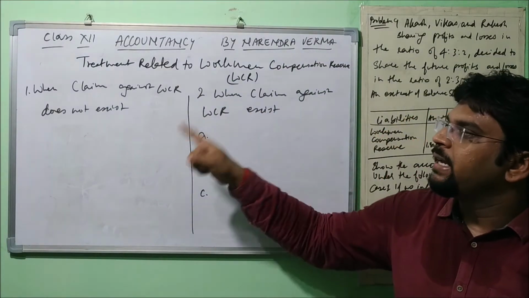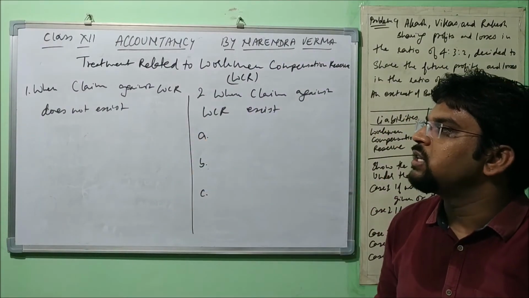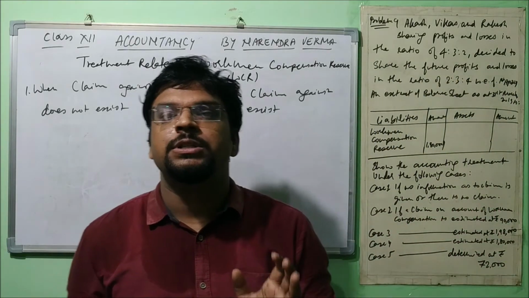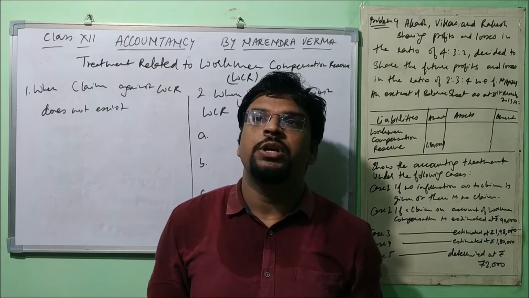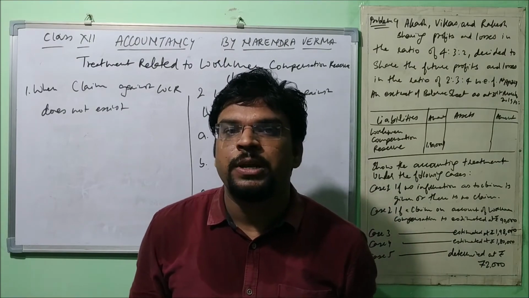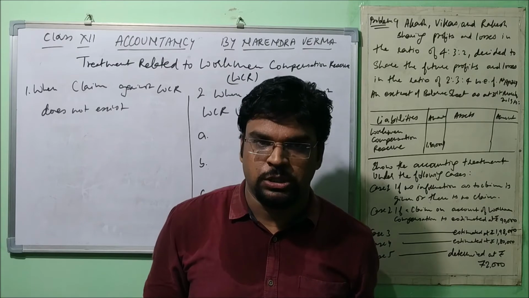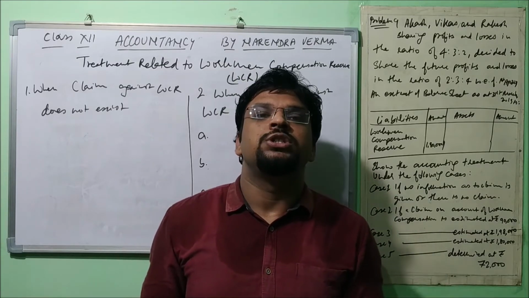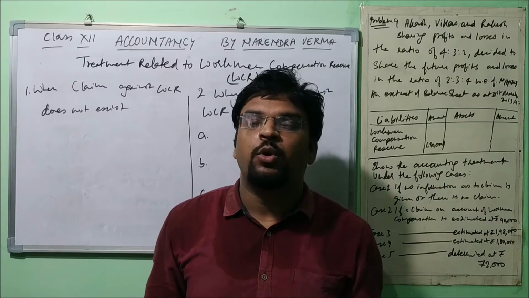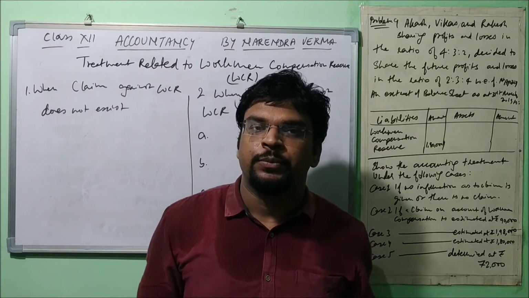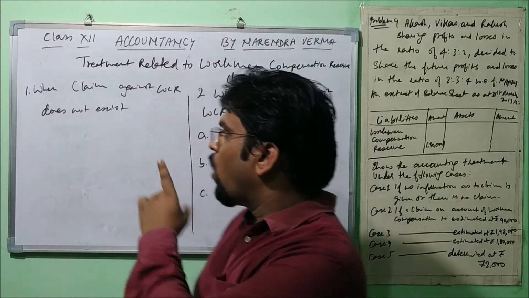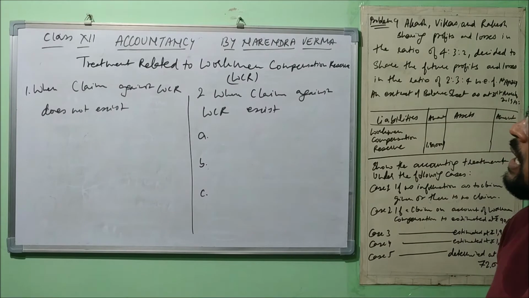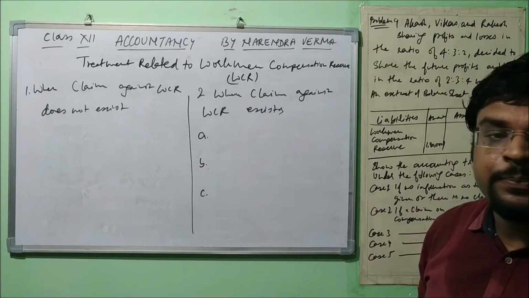One, when claim against WCR does not exist, means the firm has maintained Workmen Compensation Reserve, but fortunately no accident took place and no claim arose, right? When the partners are willing to change the profit sharing ratio, at that point of time there is no claim. Understood? So that is one category. Another category is when a claim against WCR exists.